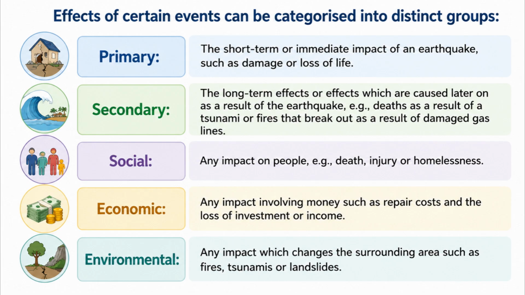Social: any impact on people, for example, death, injury, or homelessness. Economic: any impact involving money such as repair costs and the loss of investment or income. Environmental: any impact which changes the surrounding area such as fires, tsunamis, or landslides.